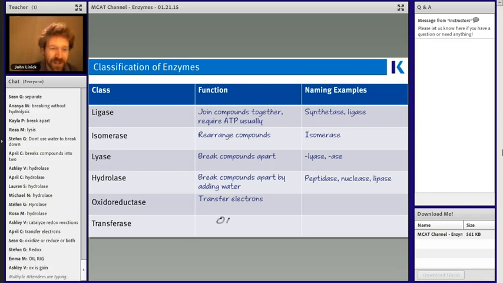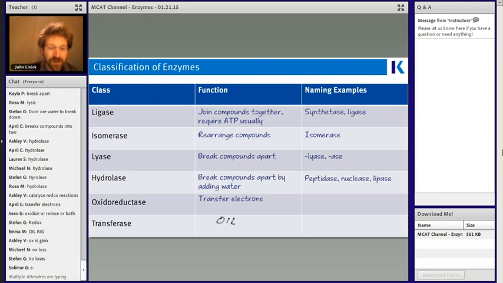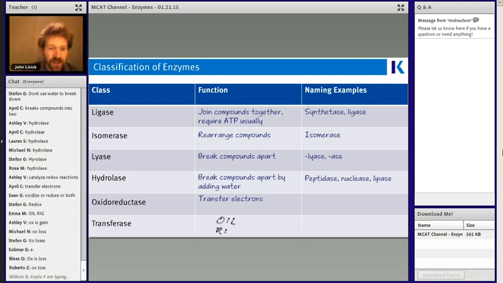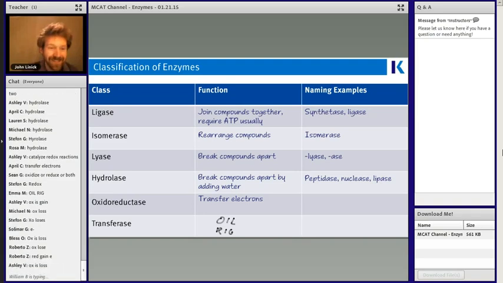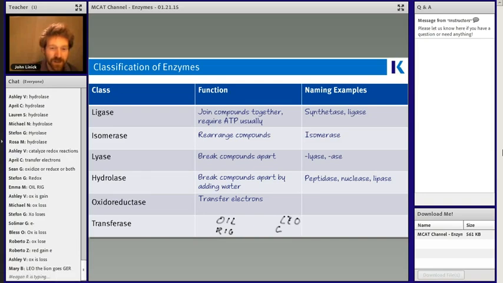OIL RIG is one example. Oxidation is loss of electrons. Reduction is gain of electrons. Or if you're a fan of lions, some people love this mnemonic. I like OIL RIG. I don't know why I like OIL RIG. Maybe it's a mountain thing. But LEO goes GER. You guys all ever talk about that one? So loss of electrons is oxidation. Gain of electrons is reduction. There we go. Mary's got it for you in the chat. You got to know which is which.